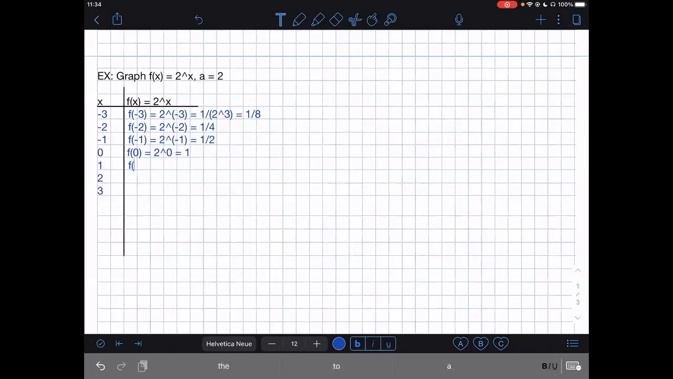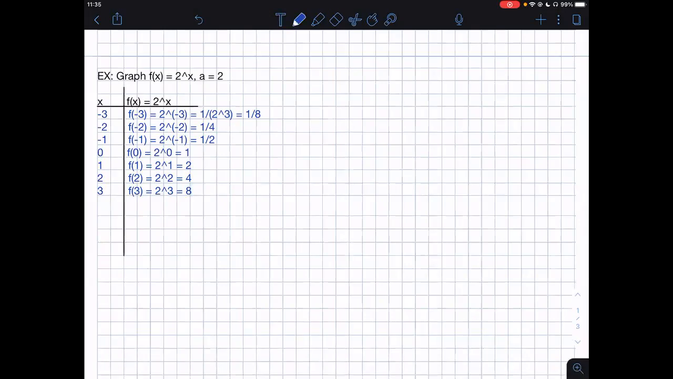So f at 1, that's just 2 raised to the first power, which is just 2. And then f of 2, 2 squared, this is 4. And then lastly, f at 3 is 2 to the third power, which gives us positive 8.